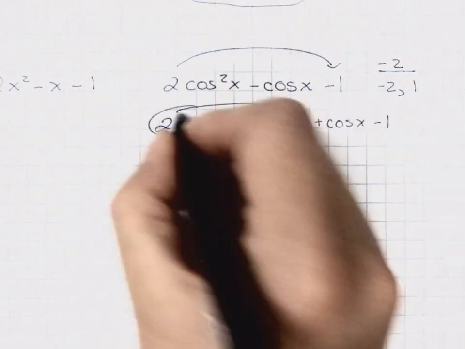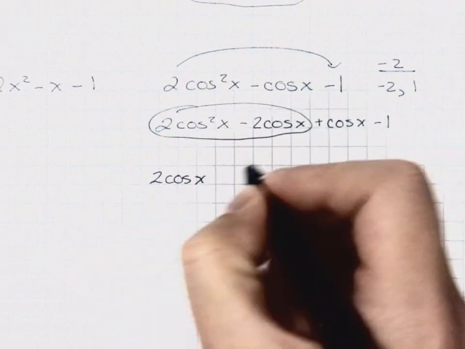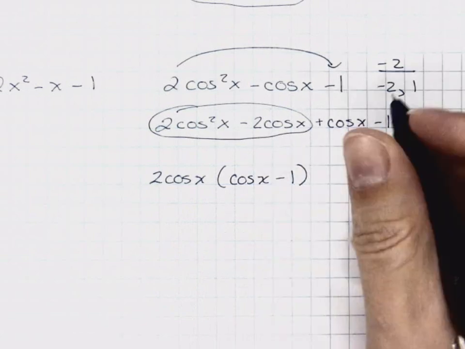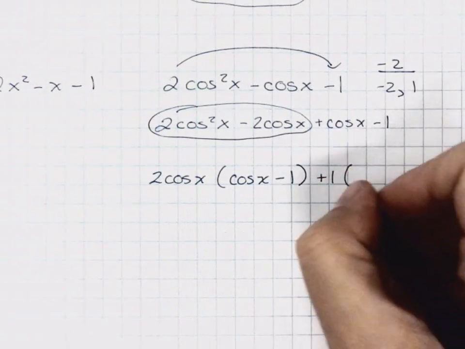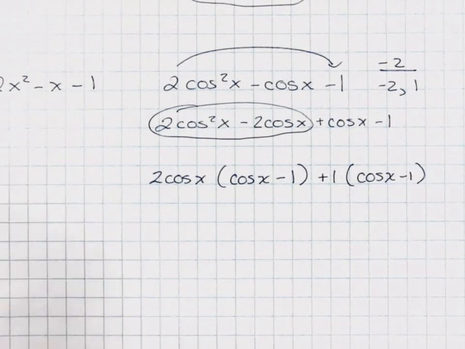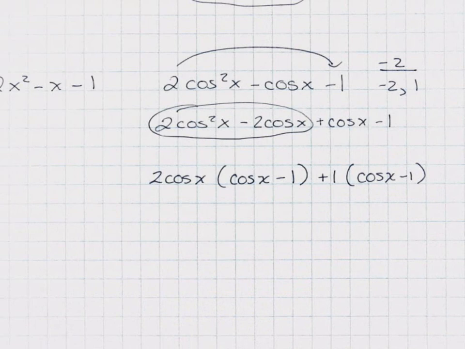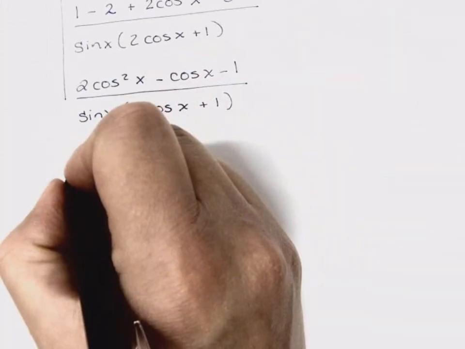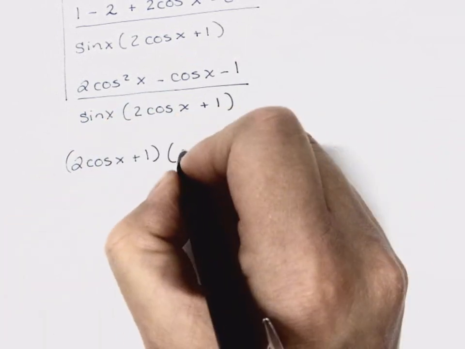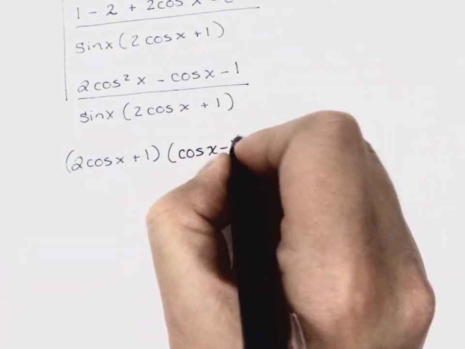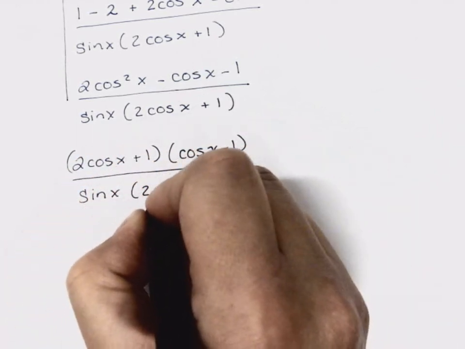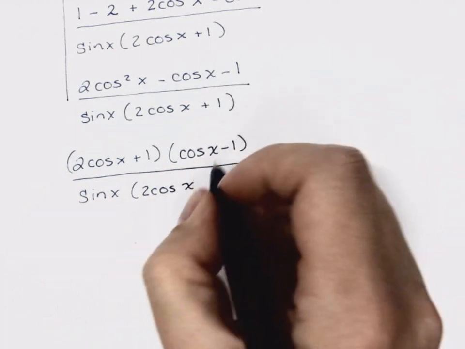So looking at these two terms, I'm going to take out a 2 cos x, and I'm left with cos x minus 1. And then I'm going to take out a positive 1 here, and I'm going to be left with cos x minus 1. And that's where I'm going to leave the factoring. This is my scrap piece of paper. So now I'm going to put these factors back on. I got 2 cos x plus 1, cos x minus 1, all over sine x 2 cos x plus 1.